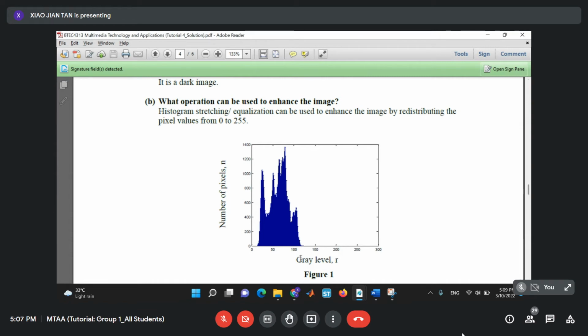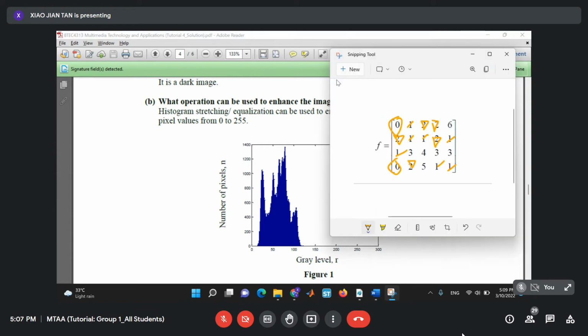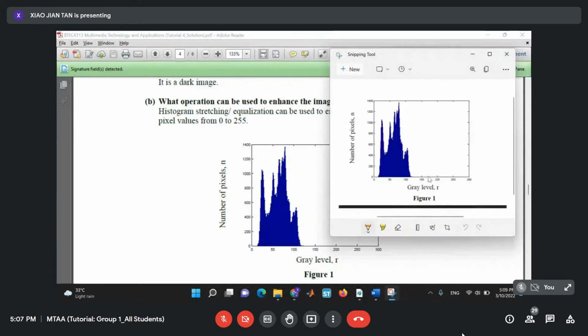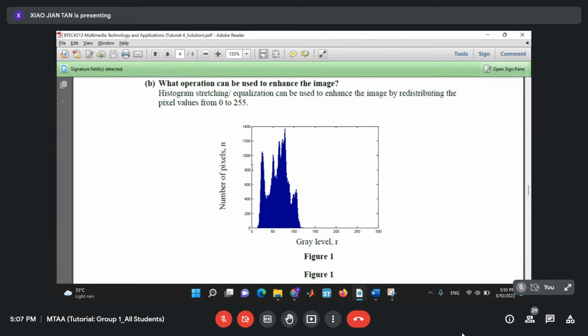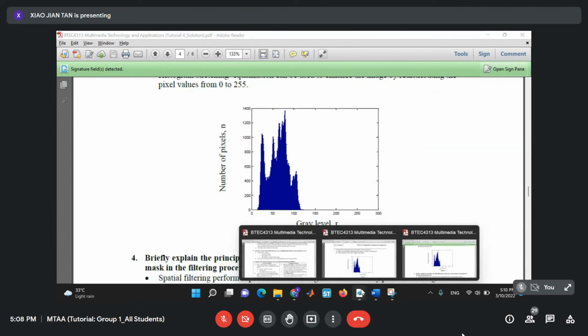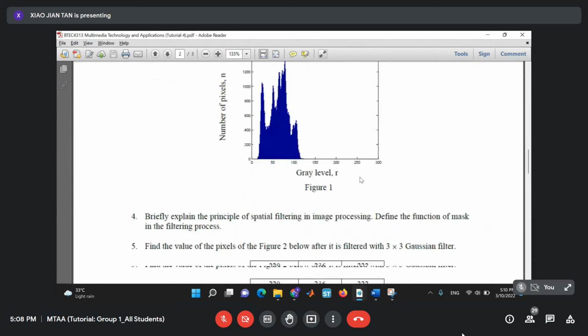For example, I just want the histogram to be distributed throughout this area, so I can use histogram specification. It is actually a modification of the histogram equalization.